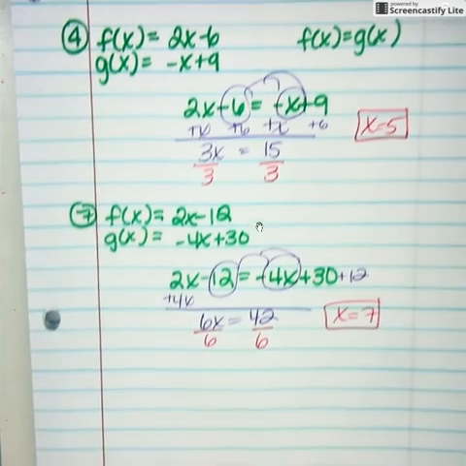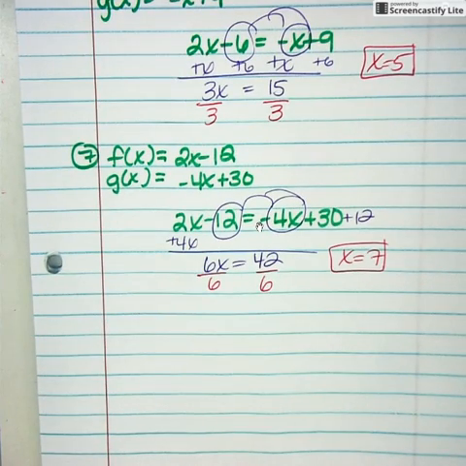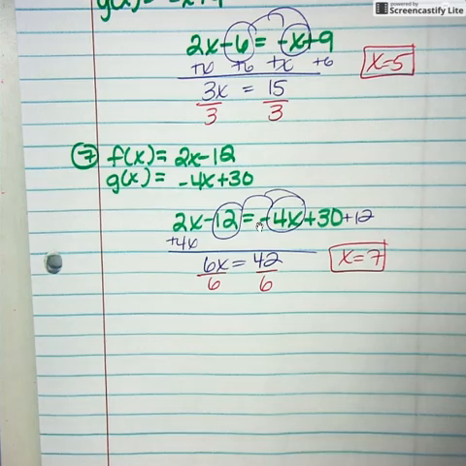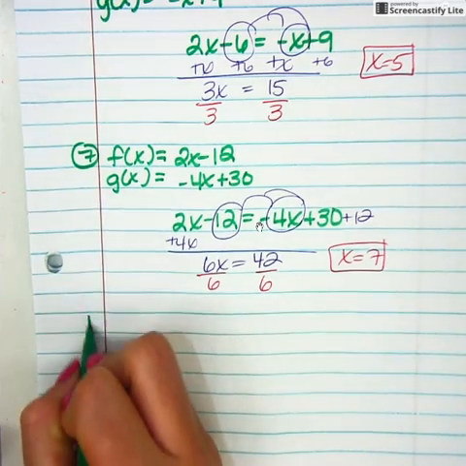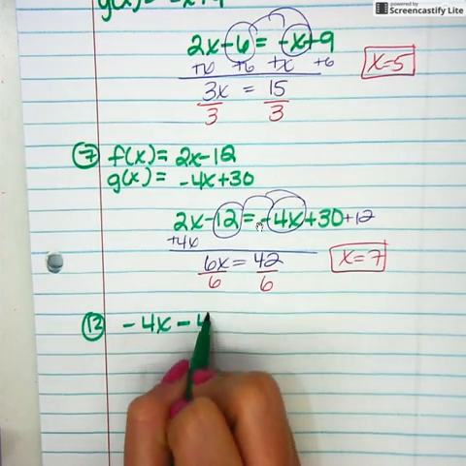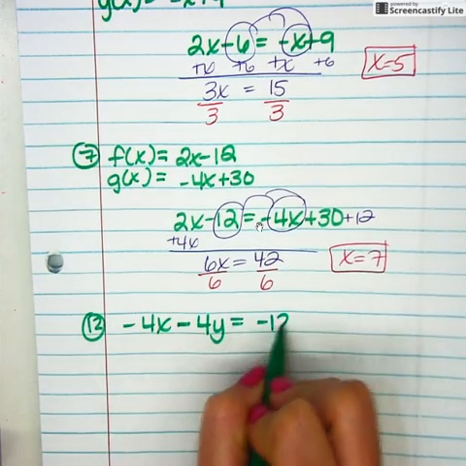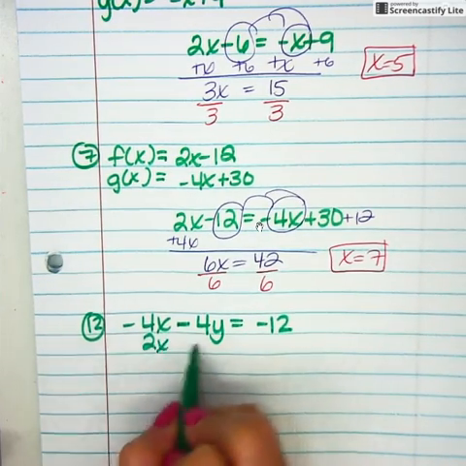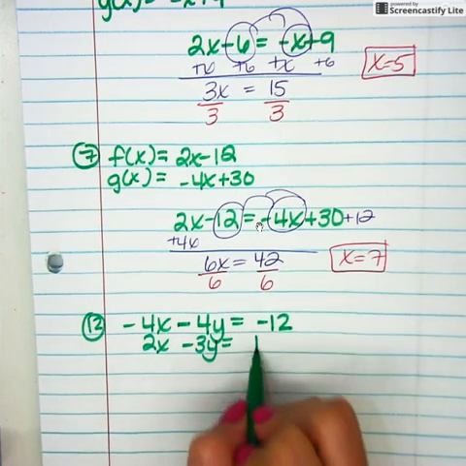All right. Let's go down here to problem number 12. Okay, they gave you negative 4x minus 4y equals negative 12, and 2x minus 3y equals 16.